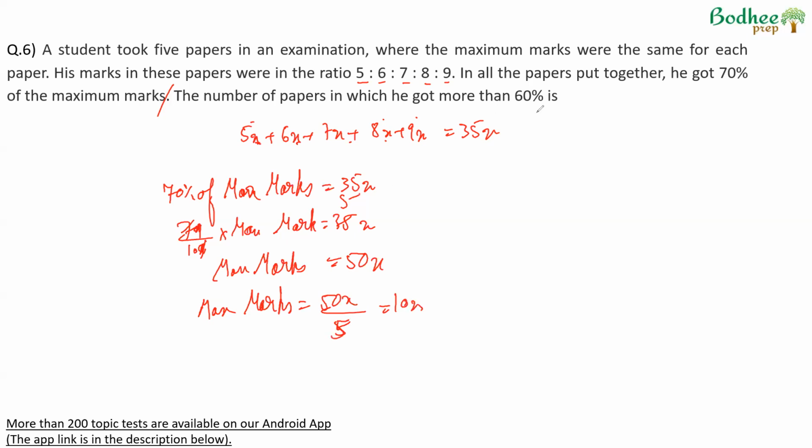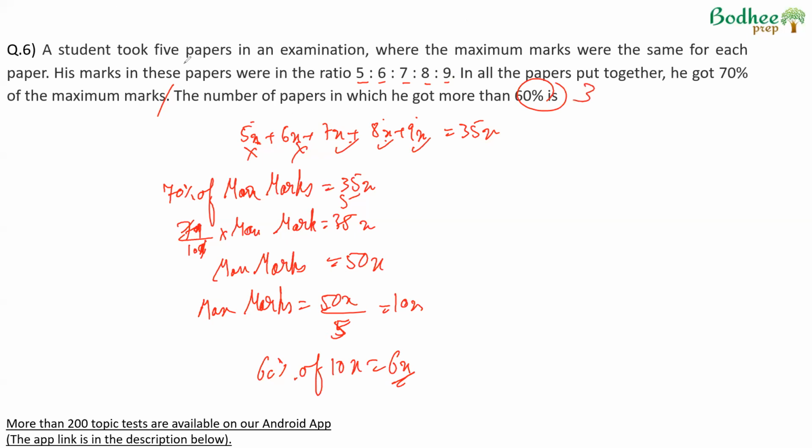The number of papers in which you got more than 60%. Now 60% of 10x each paper would be 6x. In how many papers did he get more than 6x? Not here, not here, here, here, and here. And therefore, for 3 papers, the score was more than 60%.